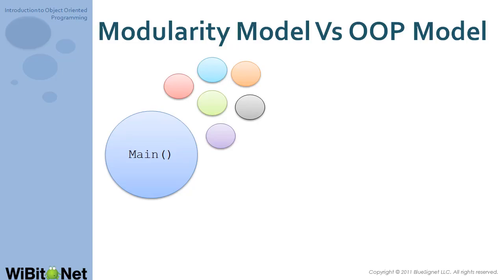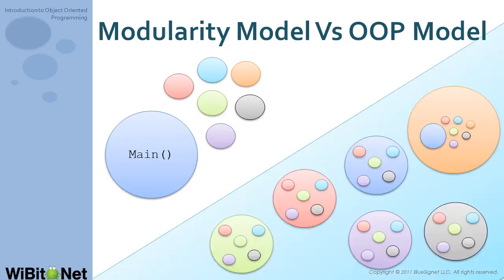So let's compare this to the modularity concept that we've discussed, Brian. In the modularity concept, this is something that we are all familiar with. We have a main function, and then we have other functions that belong to the main function. So the main function can call a function and say, give me a result, and it will get a result. Now, the object-oriented model is a little bit different, Brian. So why don't you tell us how the object-oriented model works?